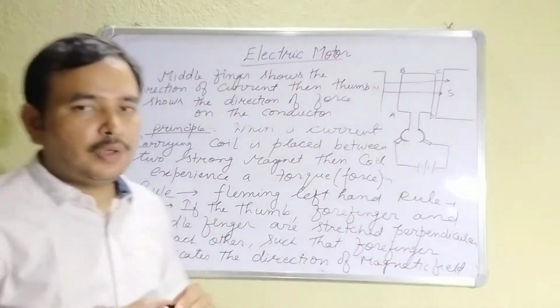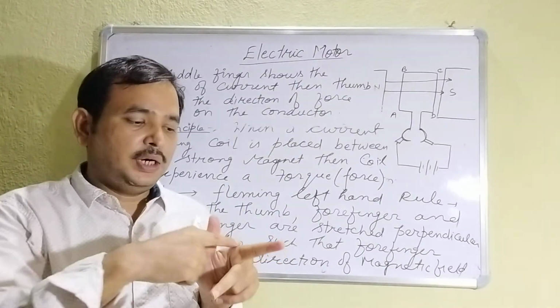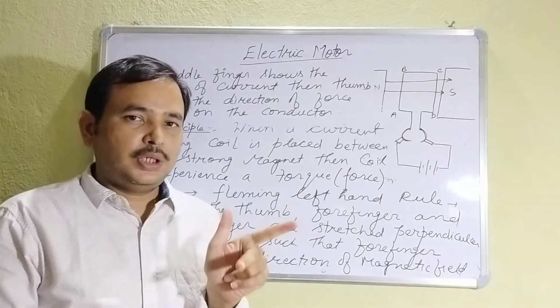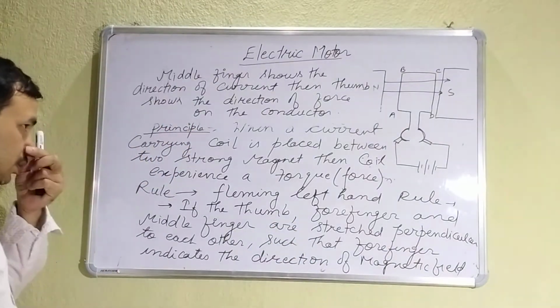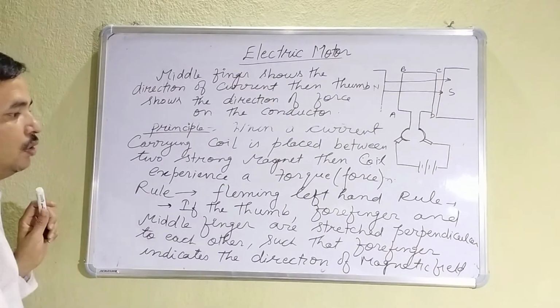So we will discuss all the working based on Fleming's left hand rule: if this is the magnetic field and this is the current, then this will be the direction of force on the conductor. Okay. So you can pause the screen and note down all the things.